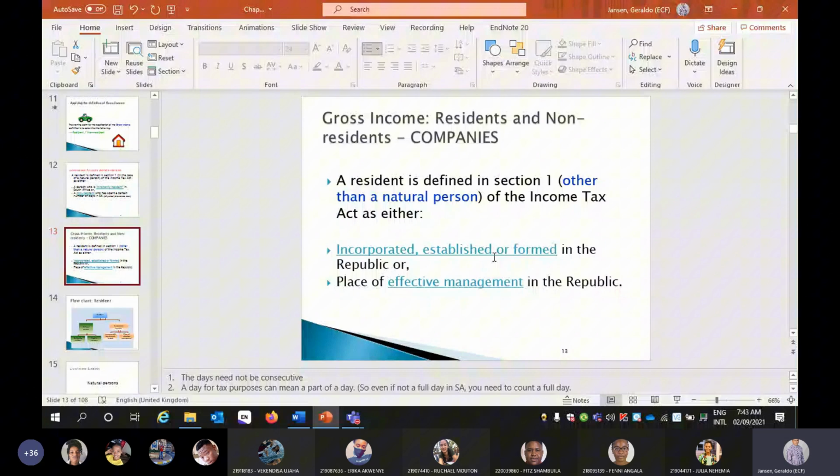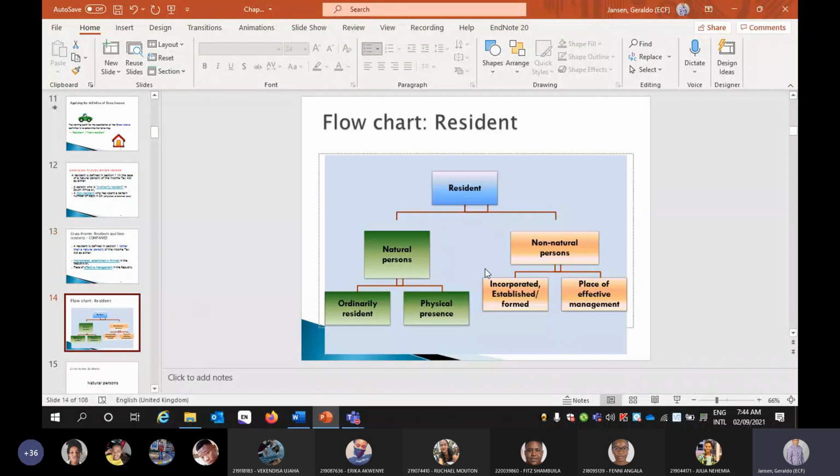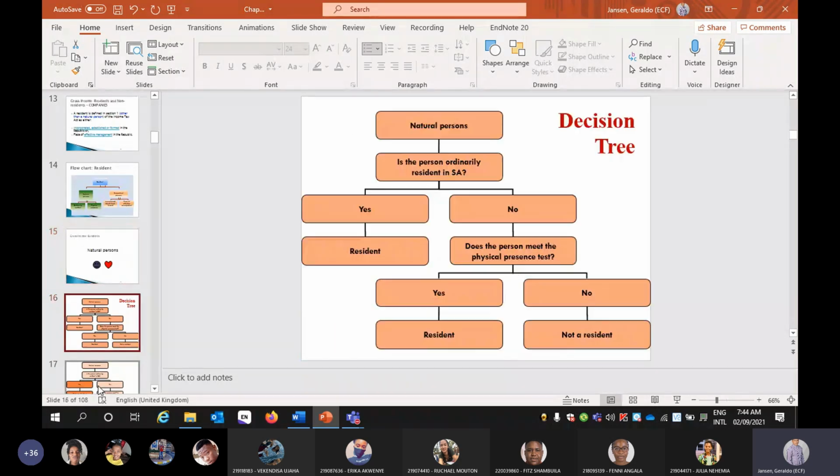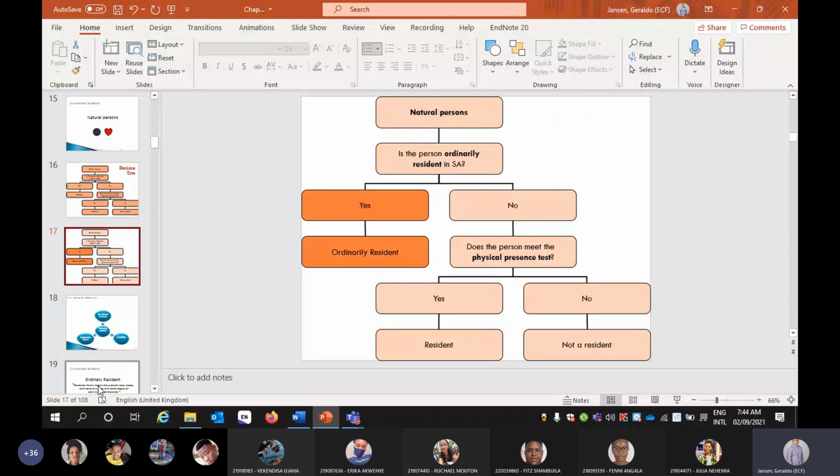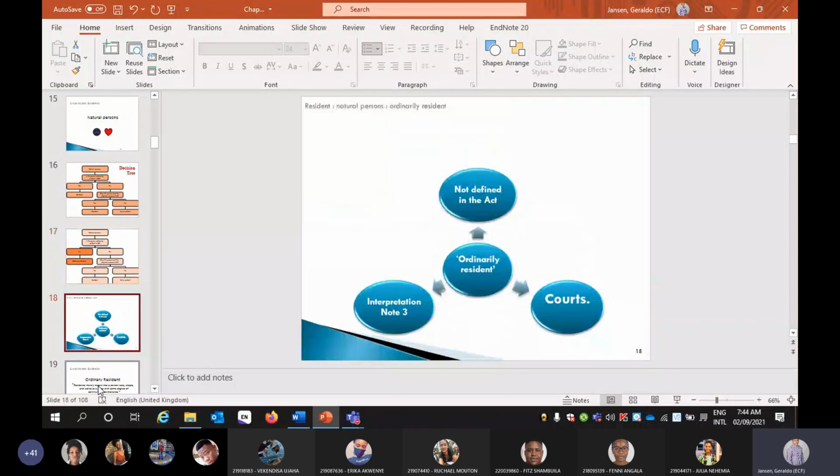So either that, or if we can't find that, then we need to look at place of effective management. And guys, place of effective management is a bit of a, or there might be some difficulty to establish that. Here's a flow chart again: resident, natural person, ordinary resident, or physical presence test. Non-natural person, so companies, you look at where was it incorporated, established, or formed, or you look at place of effective management.